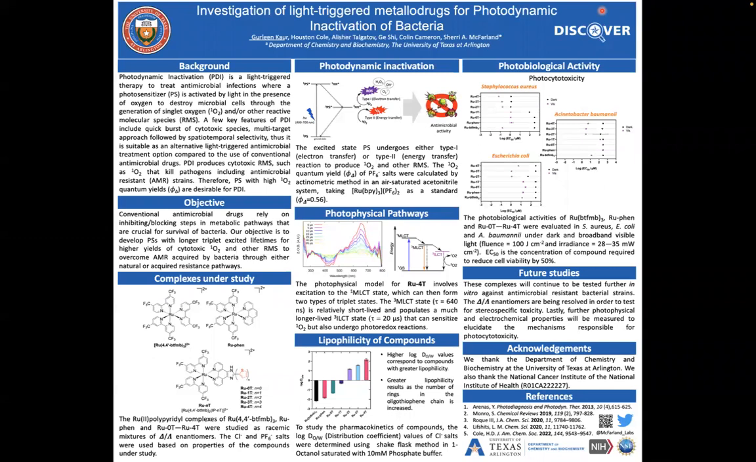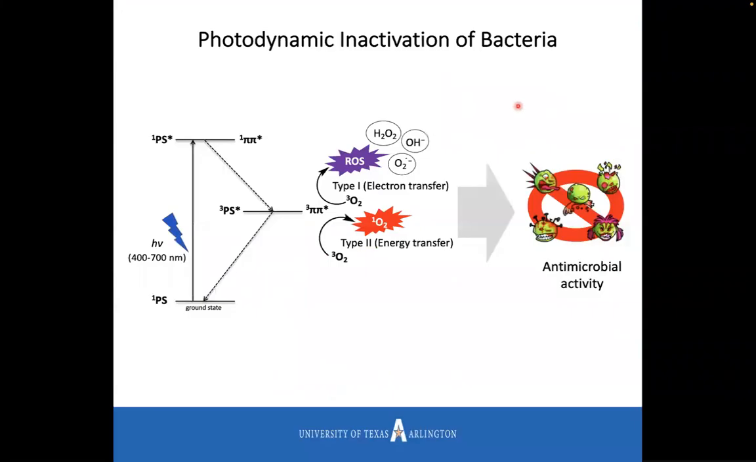In order to give a slight background about photodynamic inactivation, what PDI is, let's look at this energy diagram. Here you can see that PS refers to the abbreviated form for the photosensitizer, which is the antimicrobial molecule that we are testing. The singlet photosensitizer molecule here refers to the ground state of the photosensitizer, which is activated by illumination with a particular wavelength of light. This ground state molecule is excited to its singlet excited state, where it undergoes electron spin flip to form a triplet excited state.